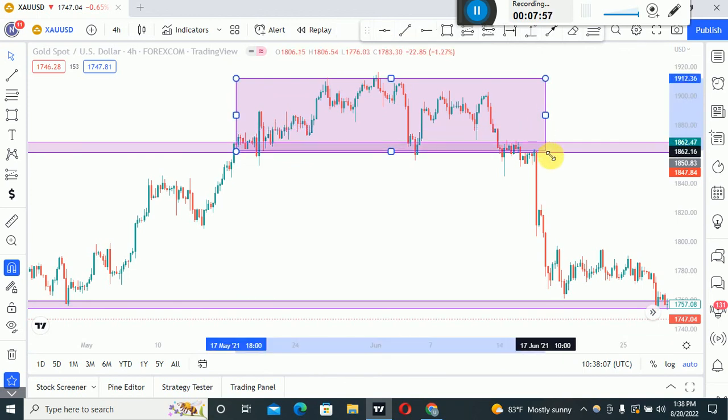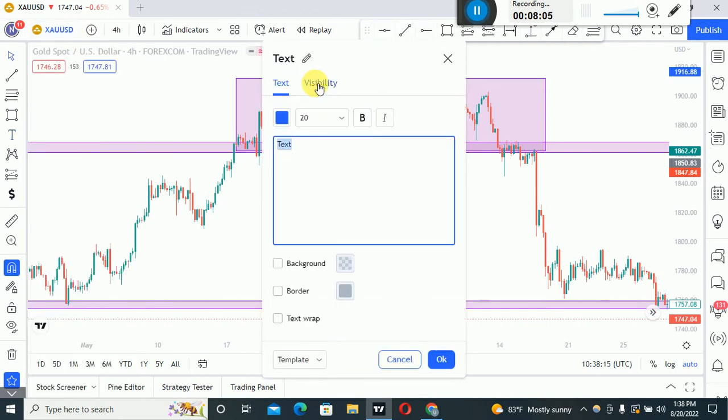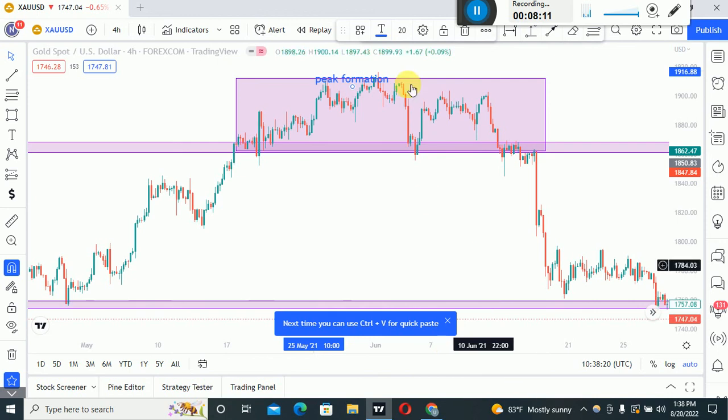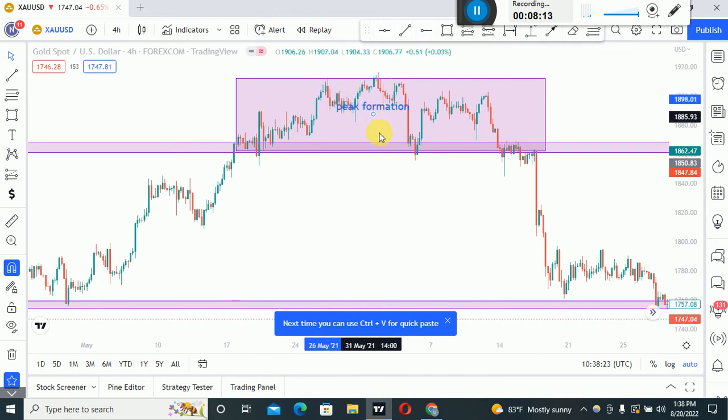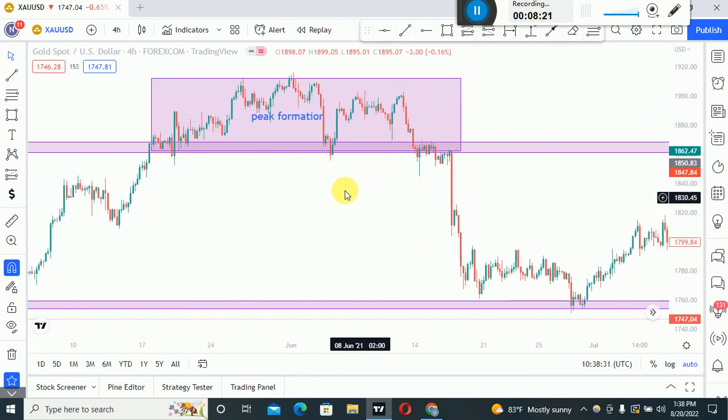This is the peak we're talking about. They don't know that they're buying the peak. Look at it. This box is a peak. That is why you get the consolidation and then the market drops, crashes.